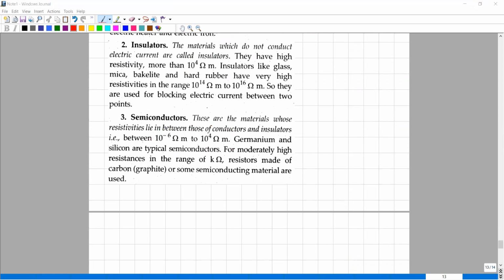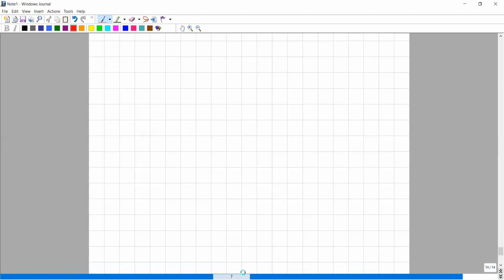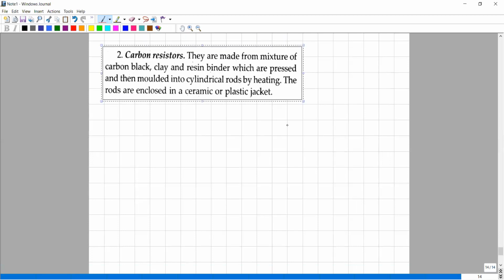Now the next topic is color coding of carbon resistors. But let's first discuss the different types of resistors. In your book also you will find different resistors. Carbon resistor is one which is used mostly. You can just do a simple Google search, find out carbon resistors, and you will find it. Okay, just wait, let me put it.